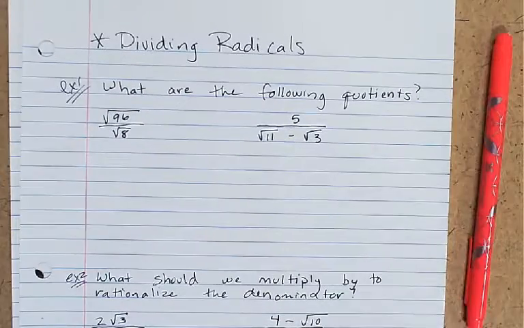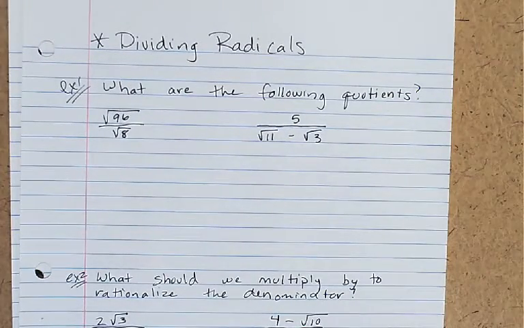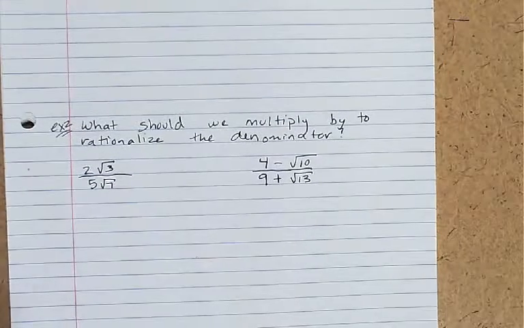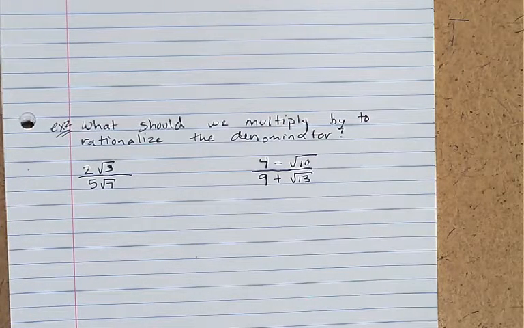This is a review of the Edgenuity lesson, Dividing Radicals. To start off, I'm actually going to jump down here to example 2, and then we'll go back and do example 1. Example 2 says, what should we multiply by to rationalize the denominator?